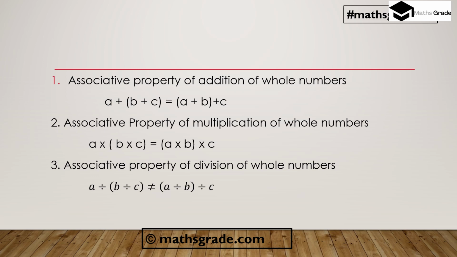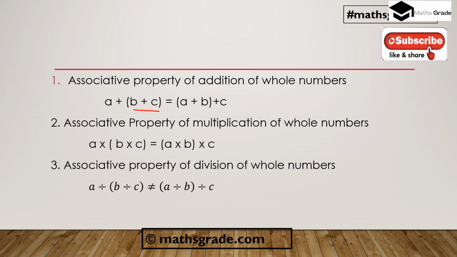Now what are the key takeaways of this topic? Associative properties of whole numbers. The associative property of addition of whole numbers is, if three numbers A, B and C are given, first we add the second and third numbers, B plus C, then we add with the first number A, which is equal to first adding the first and second numbers, then adding the third number with the result of that addition, and both are the same. So the associative property of addition of whole numbers is true.